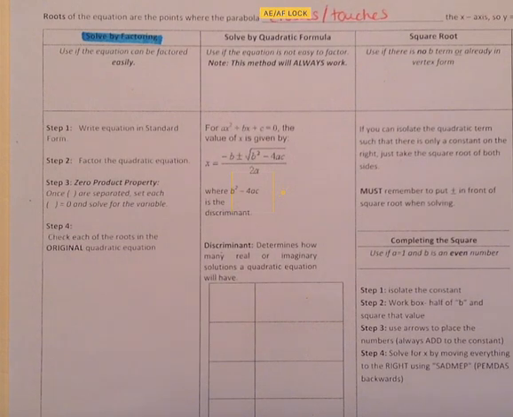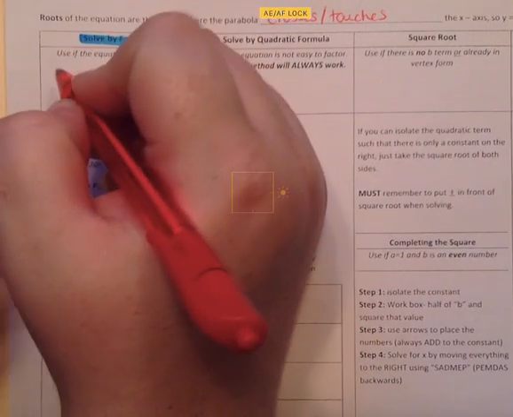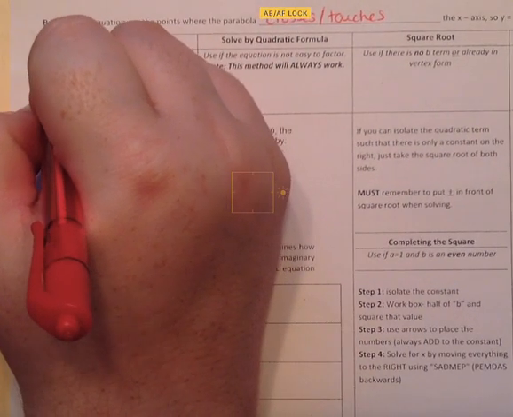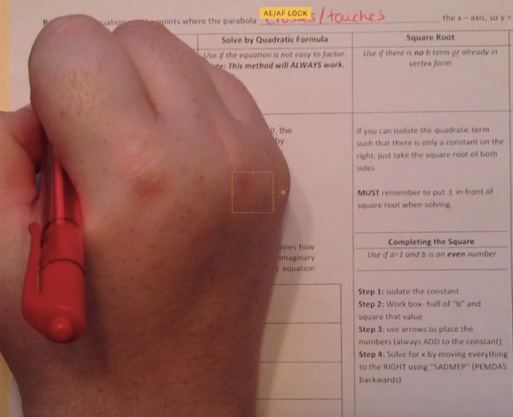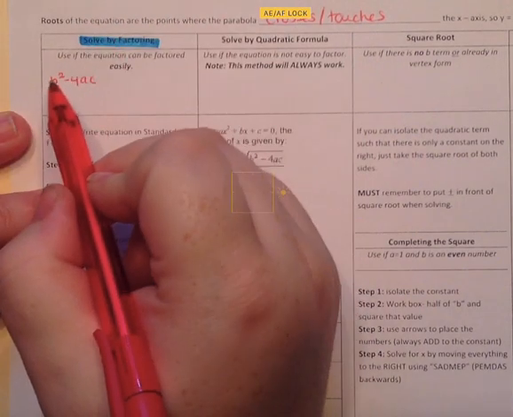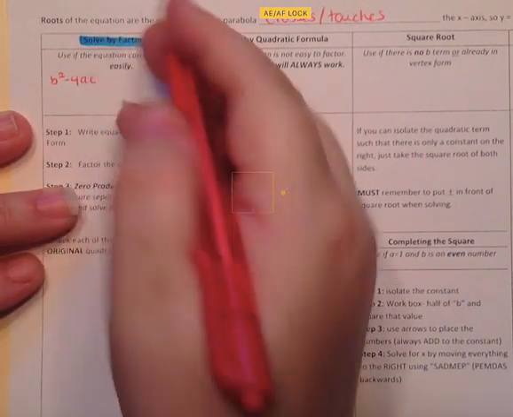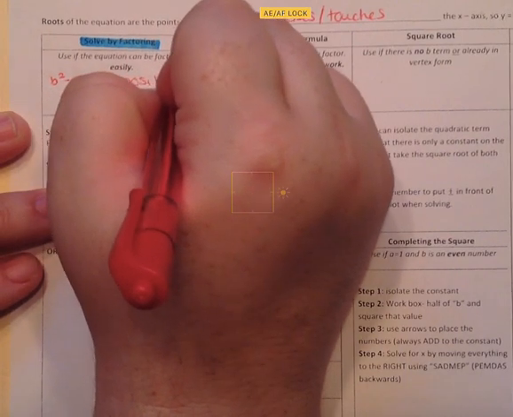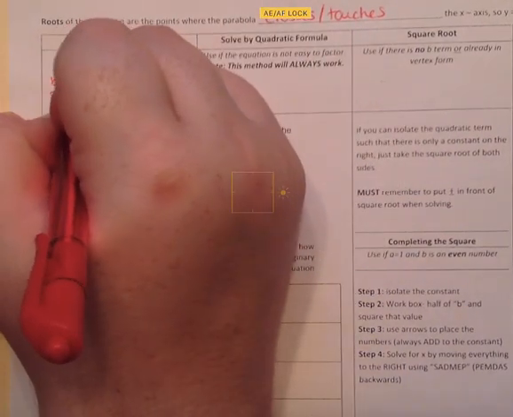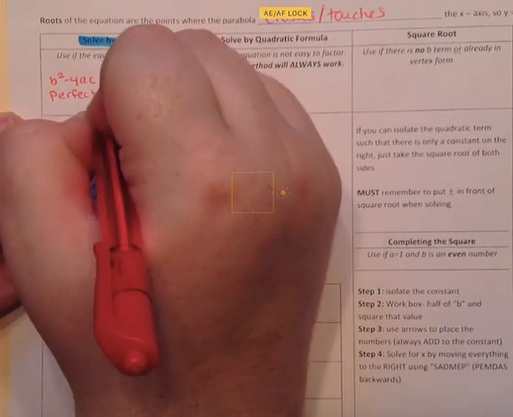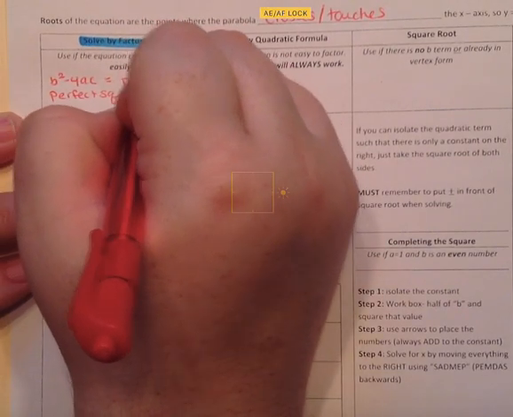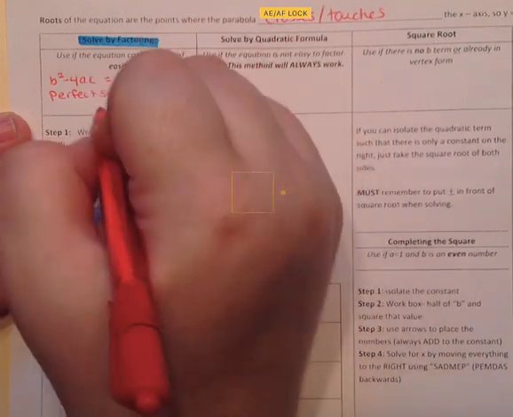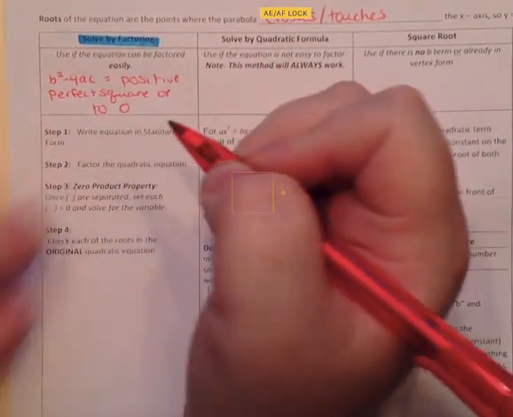You can also check to see if it can be factored before you do any of the math by checking if your discriminant, which was b squared minus 4ac, is equal to a positive perfect square. The fact that it's a perfect square is what makes it factorable. Or if it's equal to 0, that means that the problem will be able to be factored.